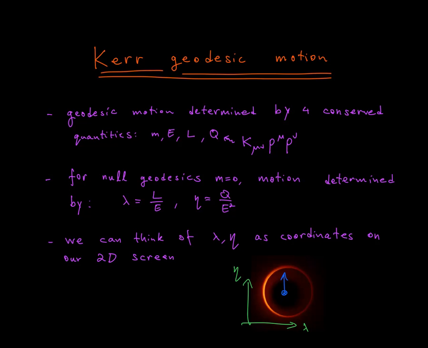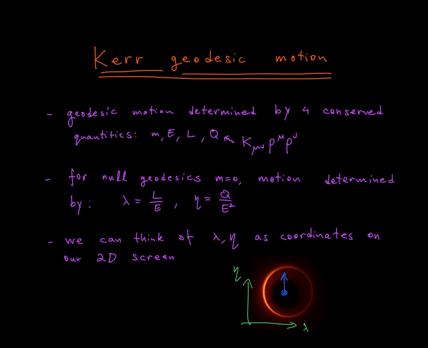Now for null geodesics, with m equals 0, you would have thought that they are determined by 3 parameters, but they are determined actually by 2, because the energy also scales out of the problem. So null geodesics are determined only by these parameters lambda and eta, where lambda is the energy rescaled azimuthal angular momentum, and eta is the energy rescaled Carter constant. Intuitively, it's just the fact that a blue photon and a red photon travel on the same null geodesic.